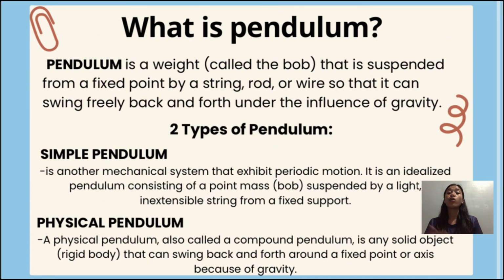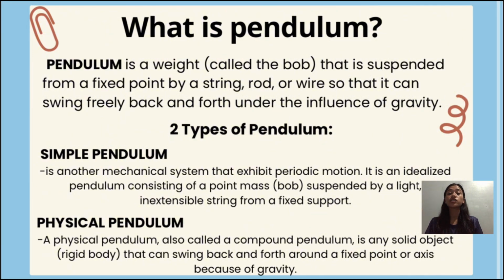Now, let us move on to the second type, which is the physical pendulum. A physical pendulum, also called a compound pendulum, is any solid object, a rigid body, that can swing back and forth around a fixed point or axis because of gravity. Meaning, it's a solid object that can swing back and forth around the fixed point because of gravity. Unlike a simple pendulum, the whole object moves, not just a small weight on a string.